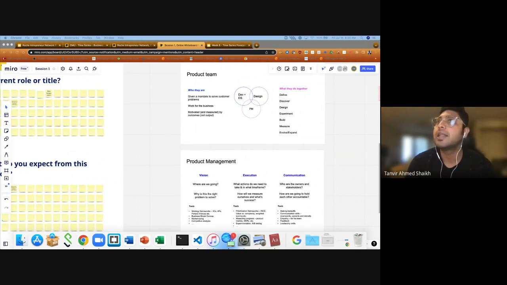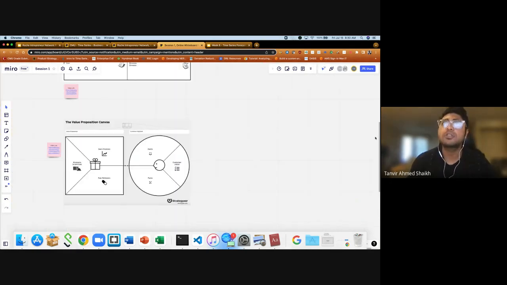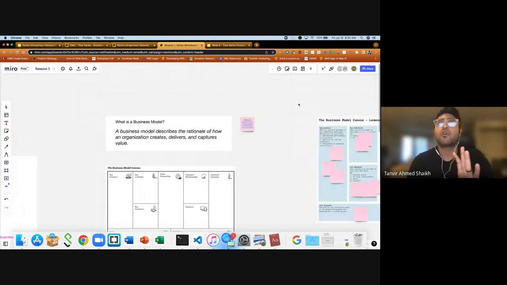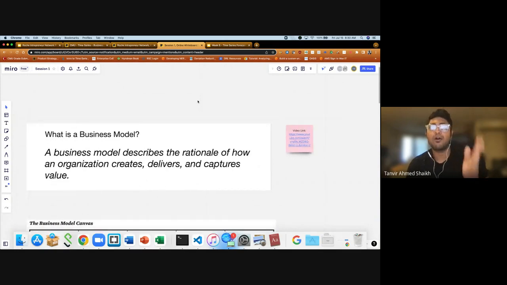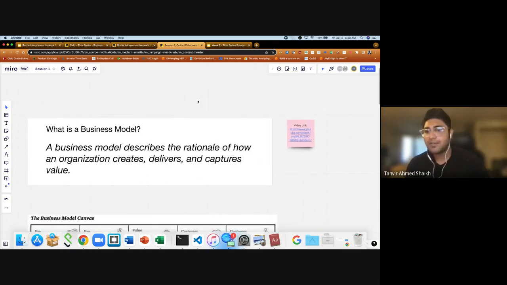But let us quickly look at a few videos to align ourselves on what this is. All of you are absolutely right about what a model is. So what's a business model? It describes the rationale of how an organization creates value, delivers value, and captures value. And yes, you are absolutely right, blueprint is again the right keyword. So here you see there are three keywords.